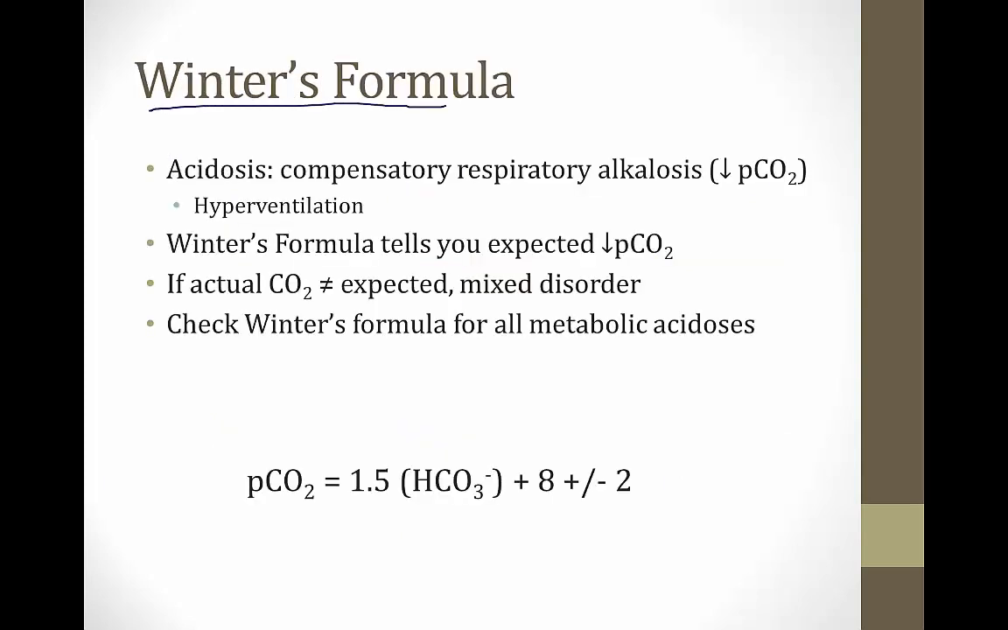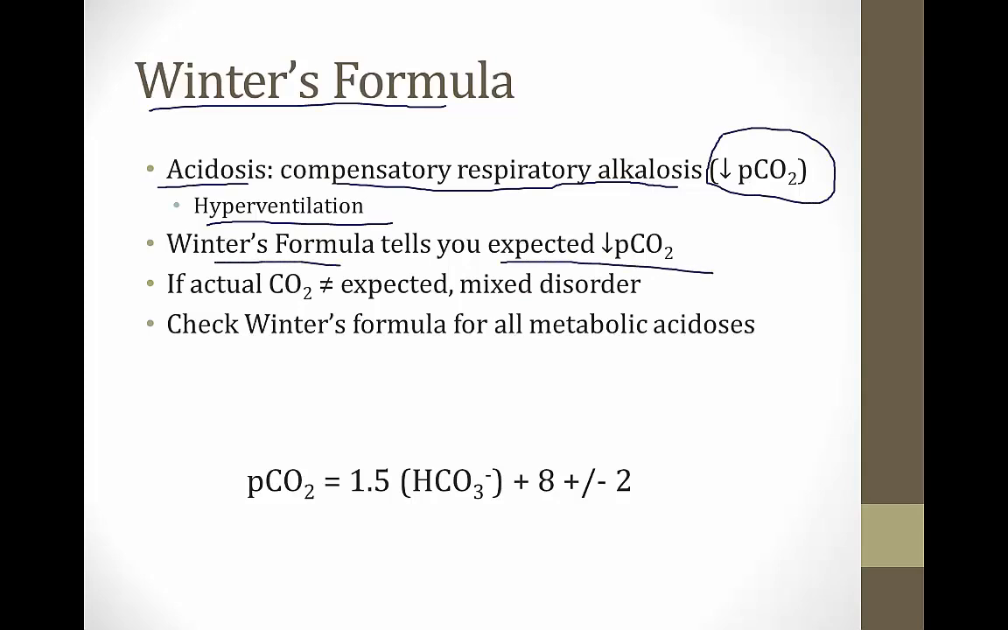Now let's talk about Winter's formula, because Winter's formula is critically important in determining whether the respiratory compensation for a metabolic acidosis is appropriate. So when you have a metabolic acidosis, no matter what the cause, no matter what the anion gap, there will be a compensatory respiratory alkalosis. The body will begin to hyperventilate and blow off carbon dioxide, and this will lower the PCO2. Winter's formula tells you the expected decrease in PCO2 for a metabolic acidosis. If your actual CO2 does not equal the expected, then you have a mixed disorder.